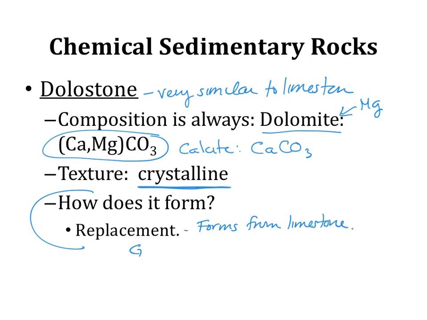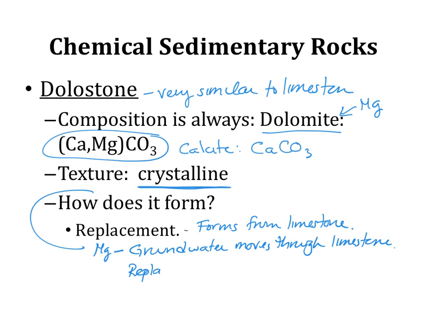What happens is groundwater travels through the limestone. So the limestone has already been formed. Groundwater moves through the limestone, and it's magnesium-rich groundwater, so it has a lot of magnesium in it. And that magnesium then gets deposited. So this water sort of replaces some of the calcium with magnesium.